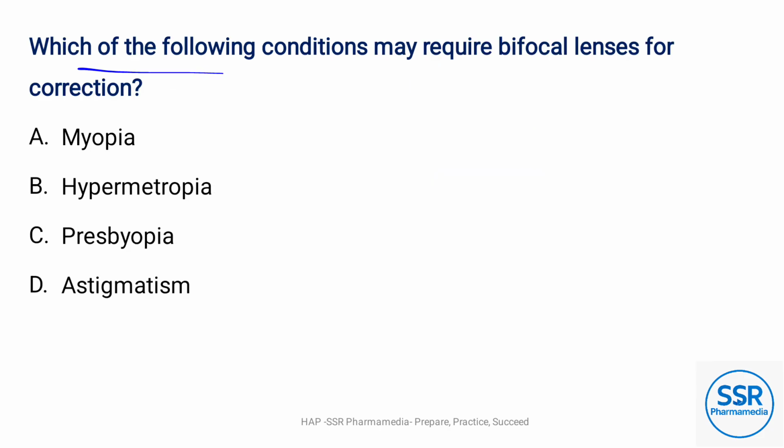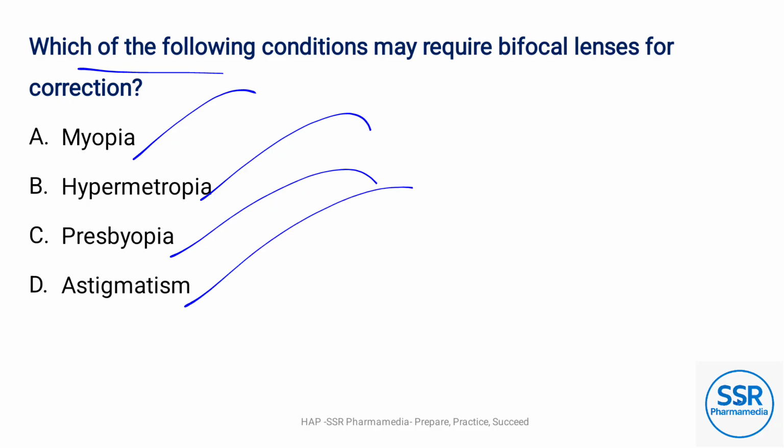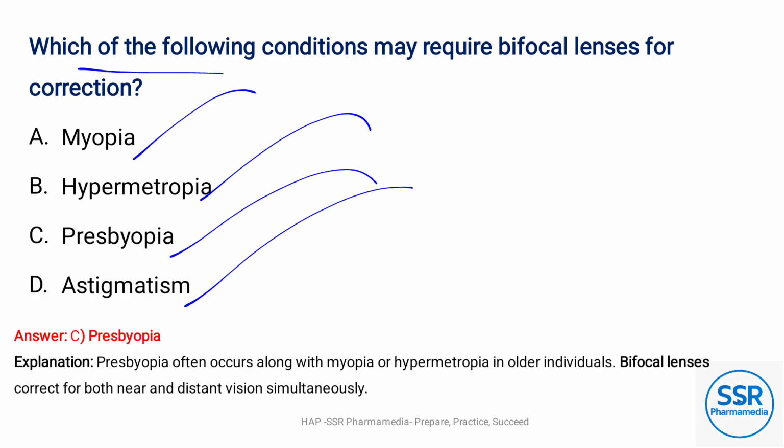Which of the following conditions may require bifocal lenses for correction? Option A, myopia. Option B, hypermetropia. Option C, presbyopia. Option D, astigmatism. So the answer is option C, presbyopia. So presbyopia often occurs along with myopia or hypermetropia in older individuals. So bifocal lenses correct for both near and distance vision simultaneously.